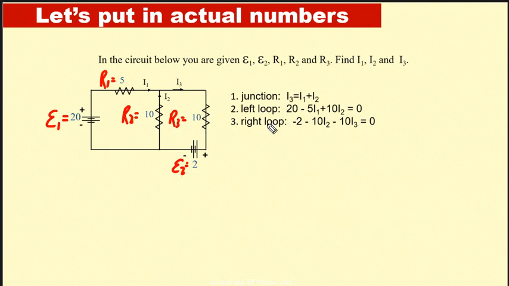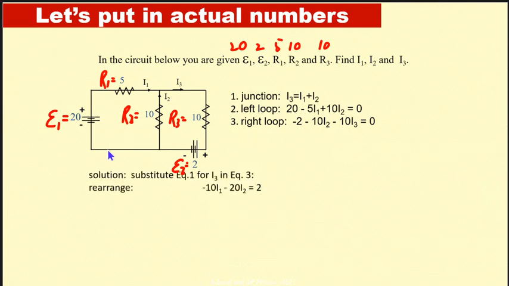Now, as you can see here, these equations are coming from the previous slide. I simply replaced E1 with 20. As you can see, E1 is 20, E2 is 2 volts, and R1 is 5 ohms, R2 is 10 ohms, and R3 is also 10 ohms. There is no change. Same circuit, we just plug in numbers here. No other change. So let's try to answer now.